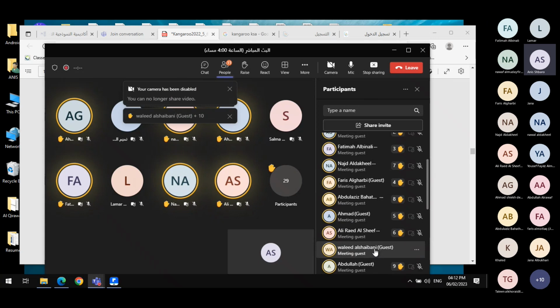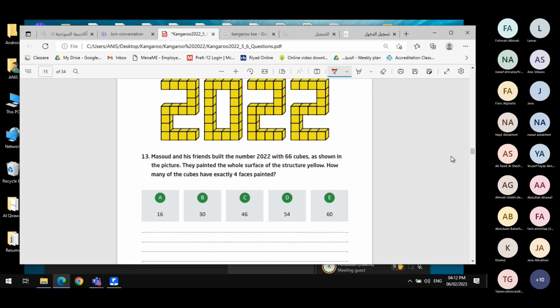So, Walid, read for us, please. Mas'ud and his friends built the number 2022 with 66 cubes, as shown in the picture. They painted the whole surface of the structure yellow. How many of the cubes have exactly 4 faces painted?